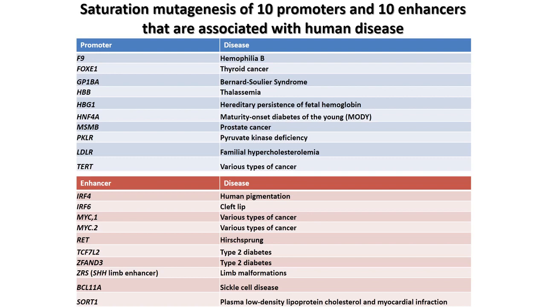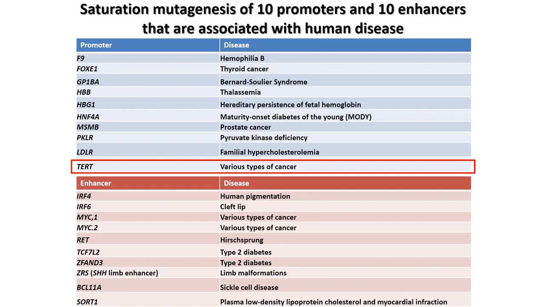10 promoters that are known to cause human disease and 10 enhancers that are known to cause human disease, and you can see the various diseases here on the right. The idea and the advantage here is that there are known mutations that could serve as positive controls, where we expect them to affect the promoter or enhancer activity.